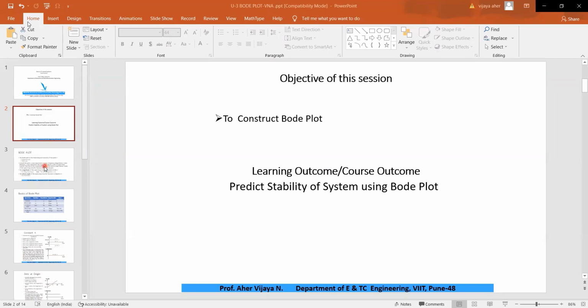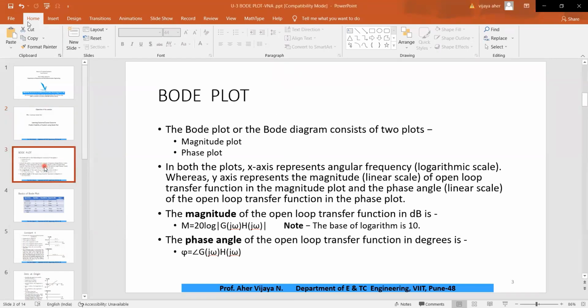Please be ready with notebook and pen, pencil. Give the heading BODE plot. Now students, today I am going to explain how to plot the BODE plot, and from the BODE plot we are going to conclude whether our given system is stable or not stable. Before writing anything, please try to understand the concept of the BODE plot and how to plot it.